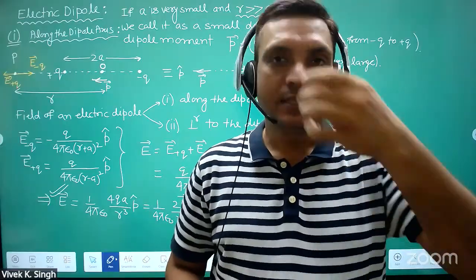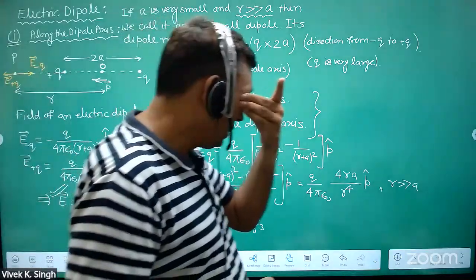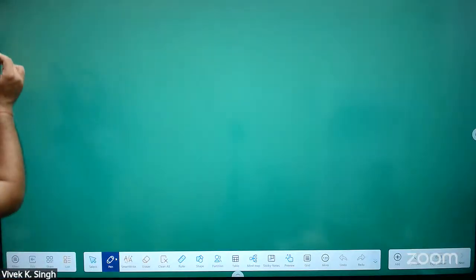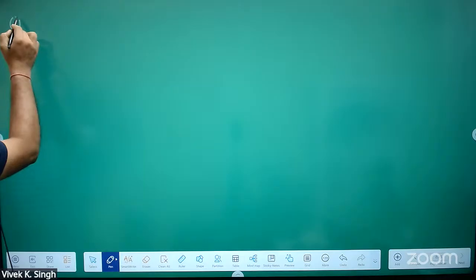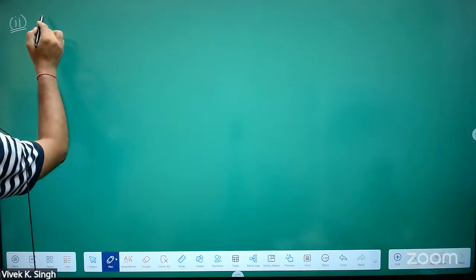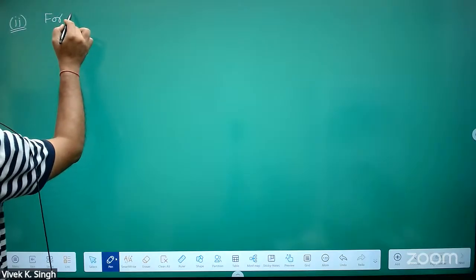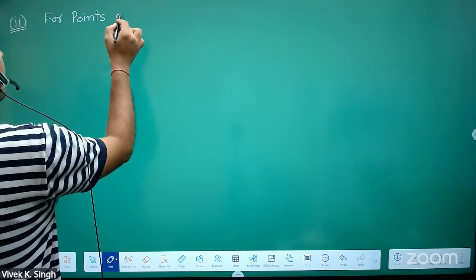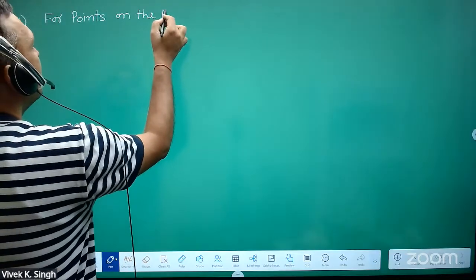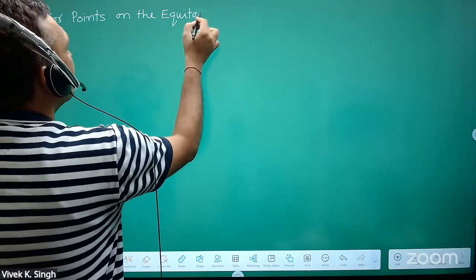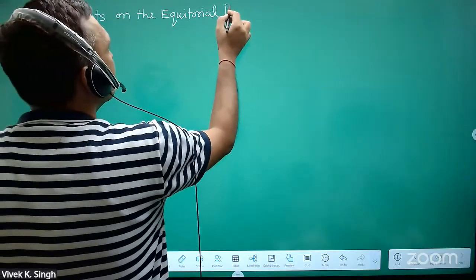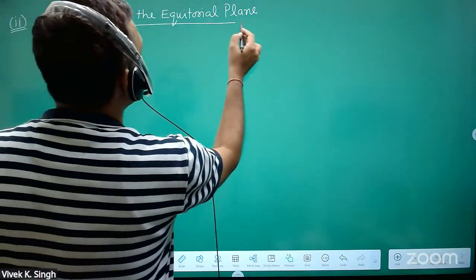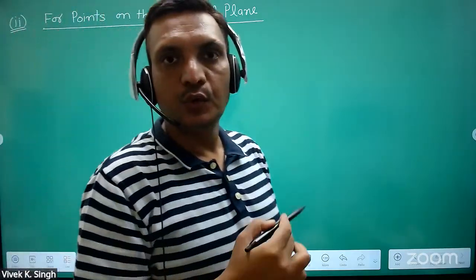Now we will focus on the second case. The second case is the electric field for points on the equatorial plane. You have to find the electric field for the points on the equatorial plane.